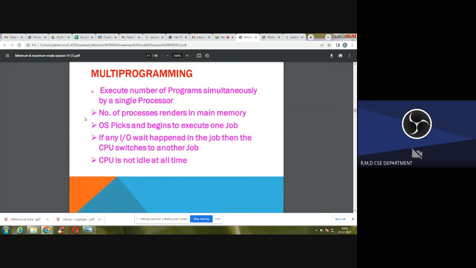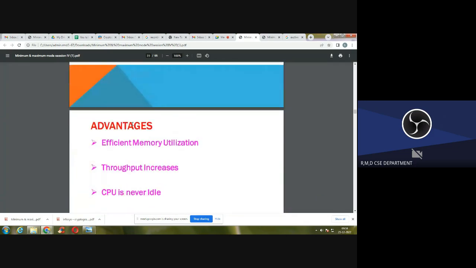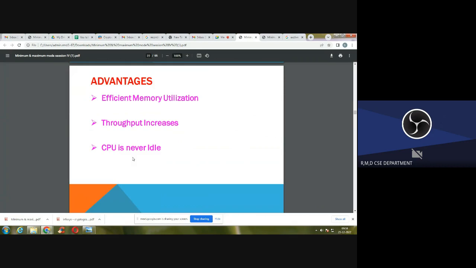Next, we have to know what is meant by multi-programming. Multi-programming means executing a number of programs simultaneously by a single processor. A number of processes reside in the main memory. The OS picks and begins to execute one job. If any IO wait happens in the job, the CPU switches to another job, so the CPU is not idle at any time. What are the advantages? Memory utilization is efficient, throughput increases, and the CPU is never idle.